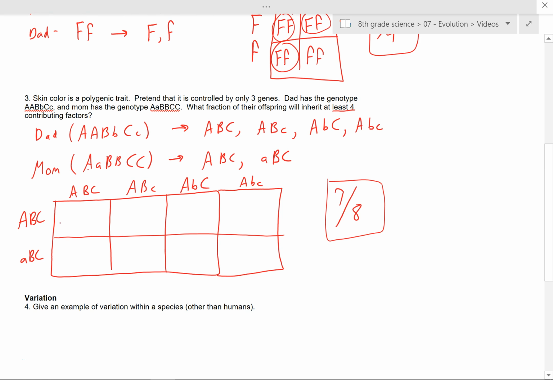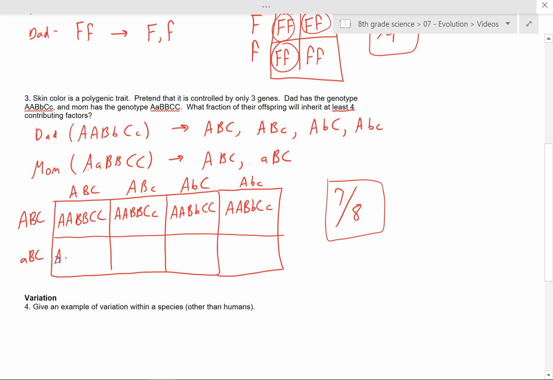So for this one, we get a big A from mom and from dad, a big B from mom and from dad, and a big C from mom and from dad. Here we have big A's from both, big B's from both, mom gives a big C, dad gives a little c. Here big A's from both, mom gives a big B, dad gives a little b, and big C's from both. Here we have big A's from both, mom gives a big B and dad gives a little b, and then mom gives a big C, dad gives a little c.